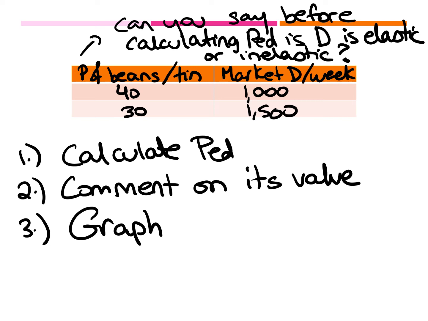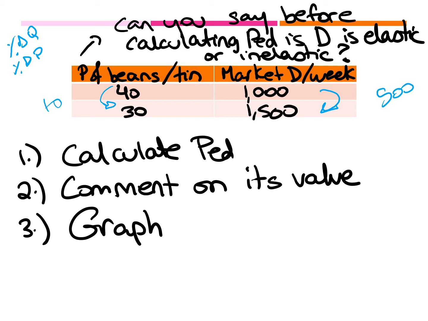Now I would like you to try and solve this little exercise, but before you solve it, I would like you to tell me whether, looking at this, when prices decreased by $10 per tin, the market value increased by 500. Are you able to tell me whether the demand is elastic or inelastic before finding the final answer? You need to measure the percentage change in quantity and that of price. Whatever is greater will help you give the final answer. So let us solve it together.